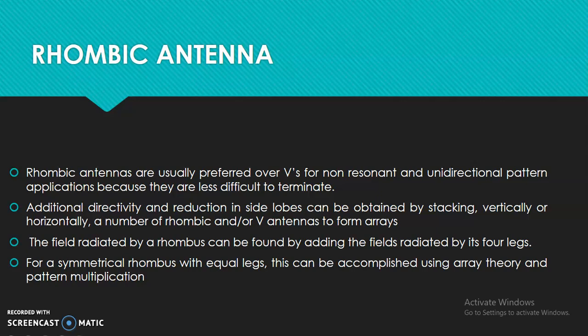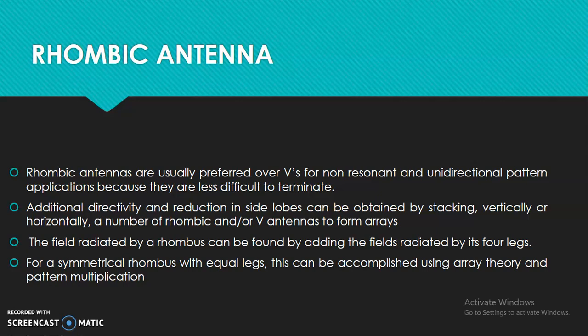Another feature of rhombic antenna. Rhombic antennas are usually preferred over V's for non-resonant and unidirectional pattern applications because they are less difficult to terminate. I hope you have understood what it is. That is, we preferably use rhombic antennas because of their non-resonant and unidirectional pattern applications.